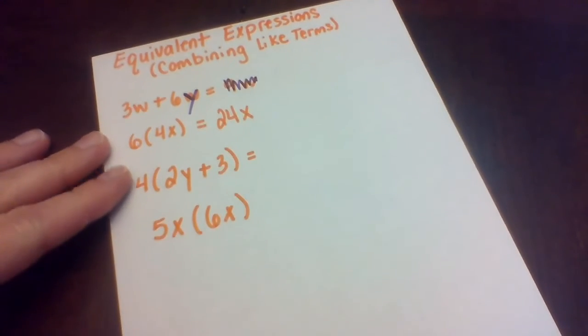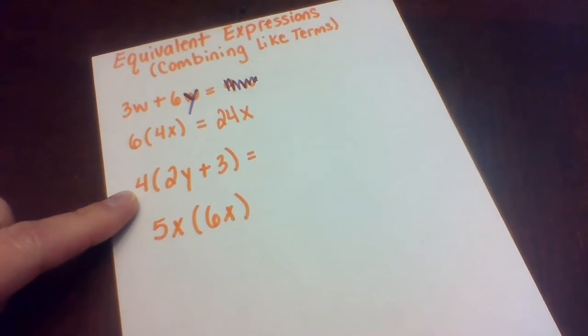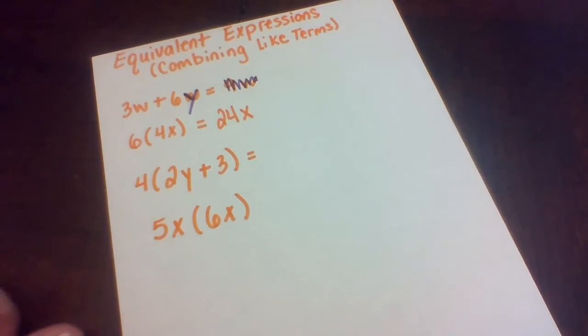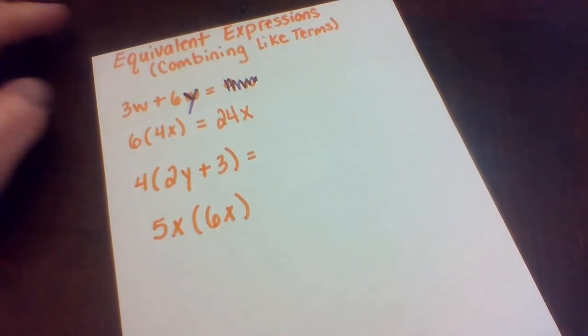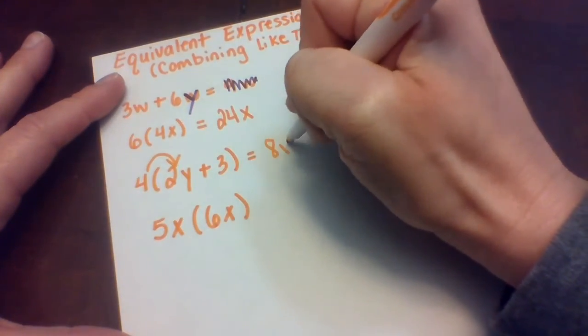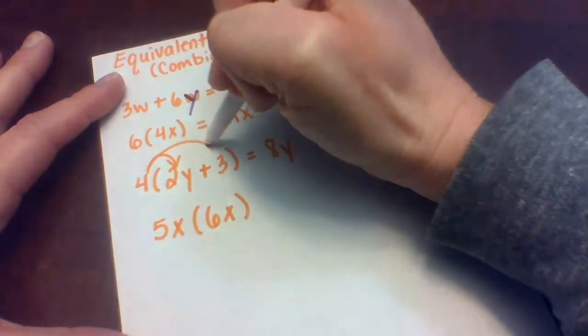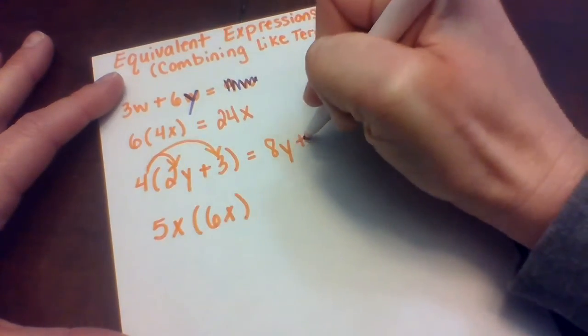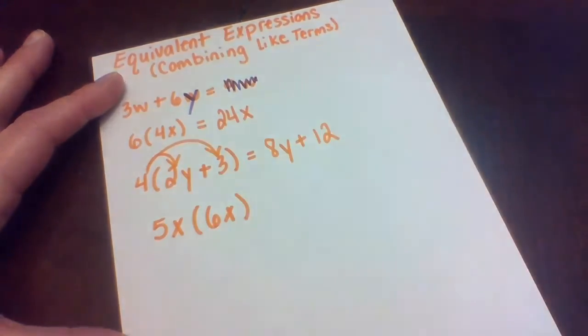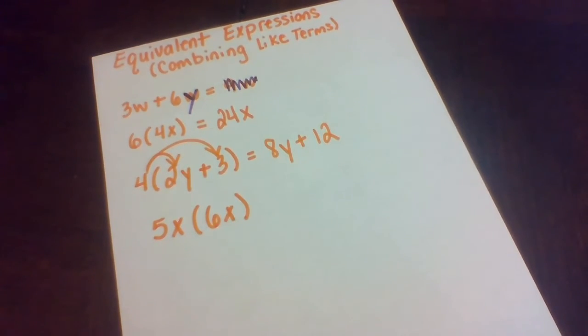The next one here, I'm taking the 4 and using the distributive property to multiply it by what's in parentheses. So I'm going to do 4 times 2y, which gives me 8y, and then 4 times the 3 is going to give me 12. And that's it for that one.